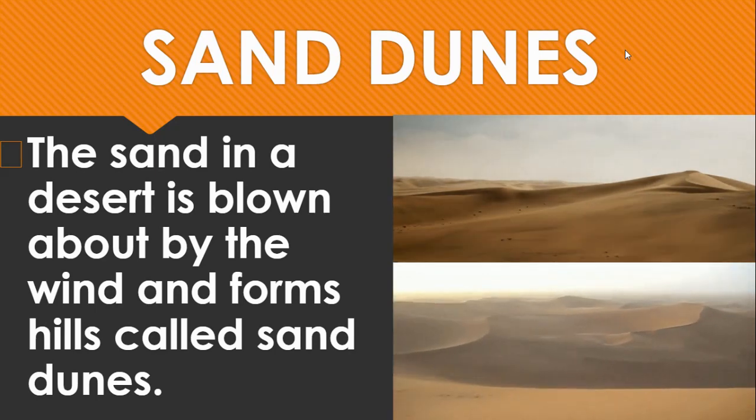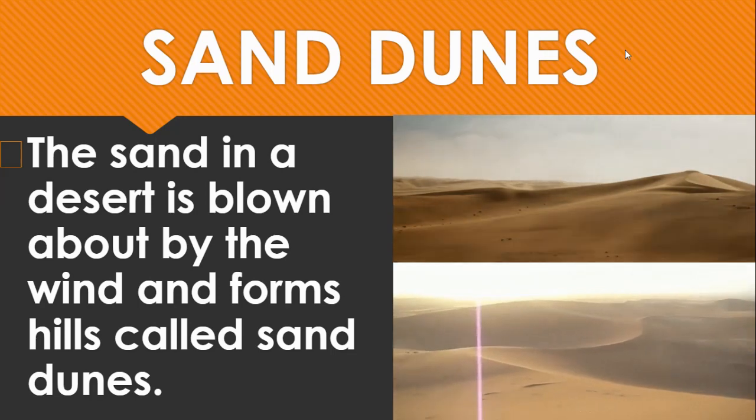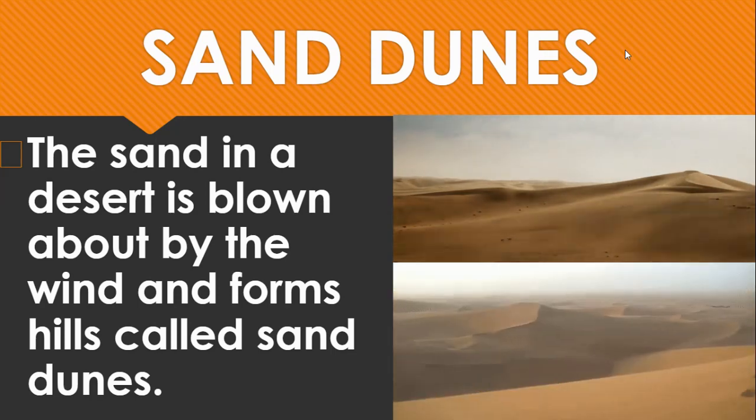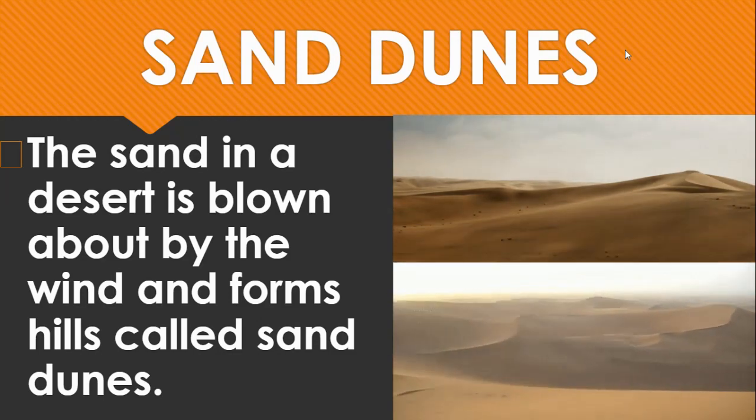Children, the sand in a desert is blown about by the wind and forms hills called sand dunes. As you can see, these are sand dunes in formation.